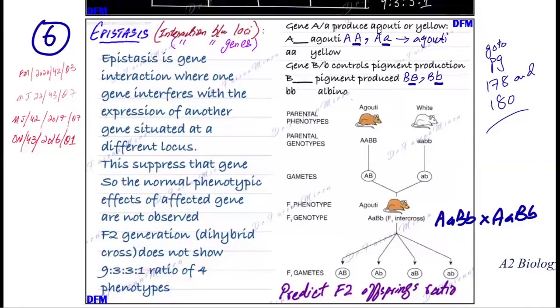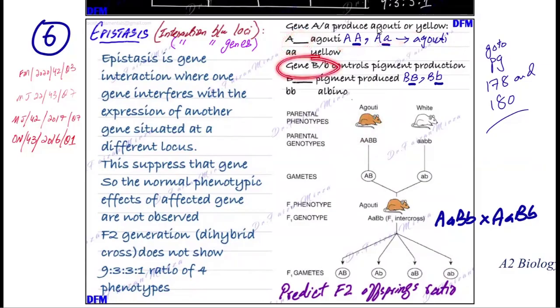How is that going about? For example, let's take an example of a gene, capital A small a, that produces agouti or yellow coat color, for example in these guinea pigs or these mice. So this is there, and small a produces yellow. Capital A dash is agouti, which means capital A capital A is agouti, capital A small a is agouti as well.